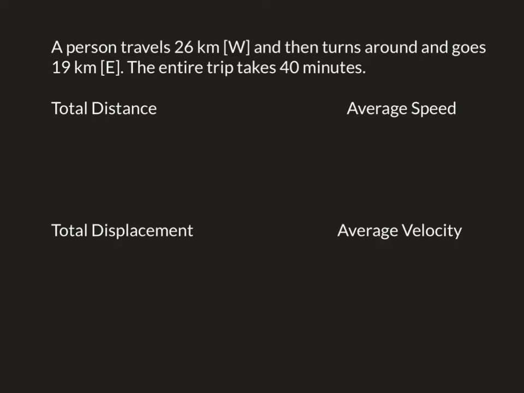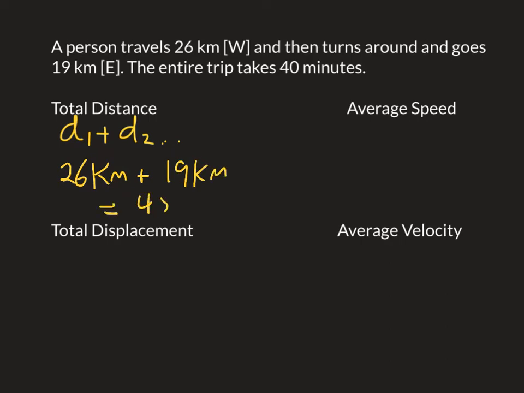So total distance, again, we're going to go our first distance plus our second distance. Okay, and we're always adding. I just want to point that out because it's going to become important for us in the next part. So our first distance was 26 kilometers. I don't care what direction because I'm asking for distance. My second distance was 19 kilometers. Again, I don't care about direction. And when I add those two things together, I get 45 kilometers. Okay, so this person covered 45 kilometers over the course of their entire trip.